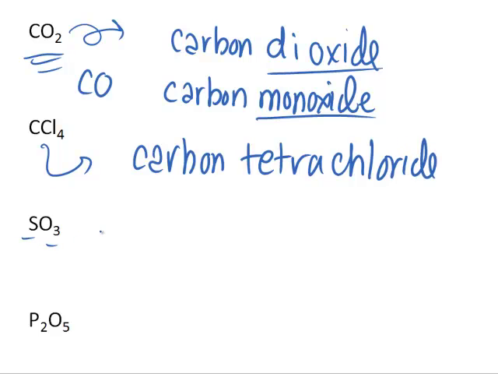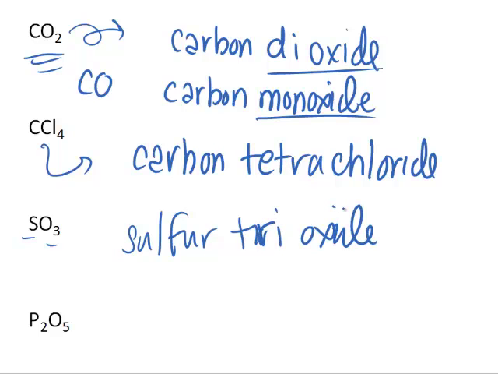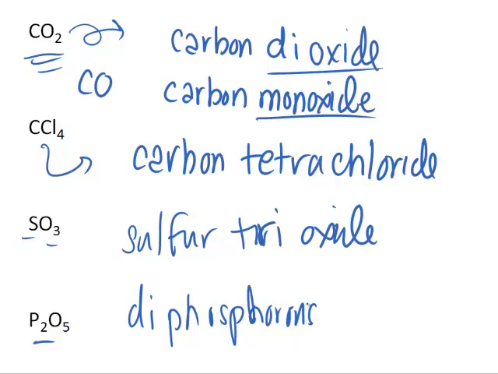Here's SO3, so that's sulfur trioxide. And here's an example of a molecule with more than 1 atom coming in first, so we're going to need to incorporate the prefix. So this would be diphosphorus pentoxide, penta for 5, oxide.